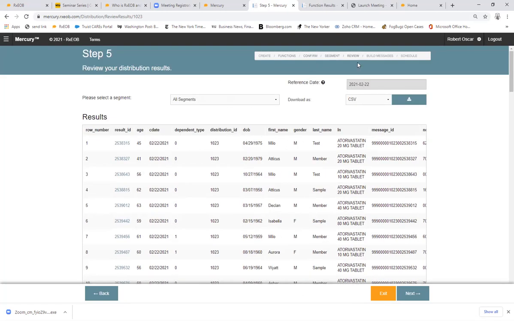We're about halfway through this, but I'm going to go back to the discussion. I just wanted to give you a sense of how this data could be used to build a communication plan for patients.